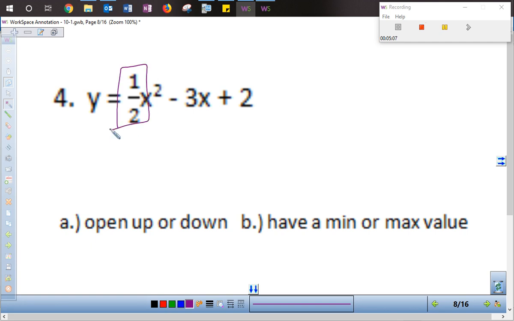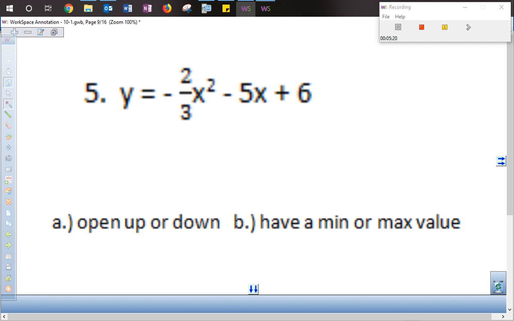Notice my A value is positive, so that means it opens up. Does that mean its vertex is a maximum or a minimum value? Hopefully, you notice that it's a minimum value. It looks like this.